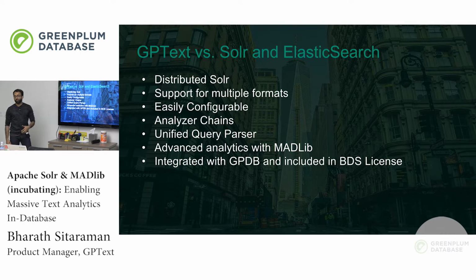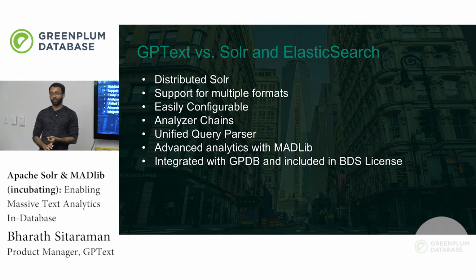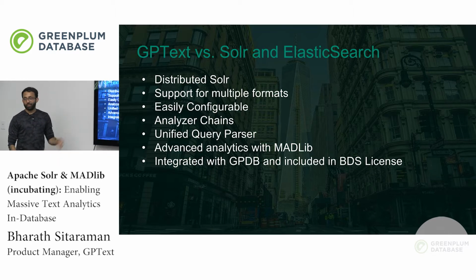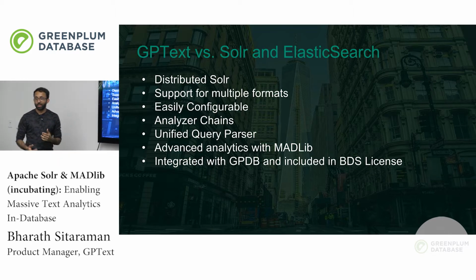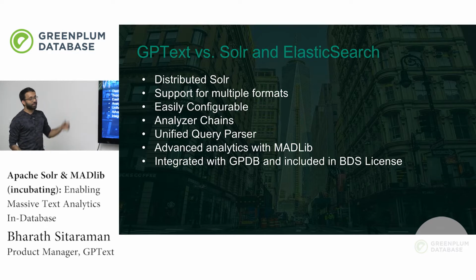We have support for multiple formats, in the same vein: CSV, XML, and JSON with the Greenplum 5 release coming out later this year. It's easily configurable, so you can just use a simple management utility to manage how you want your indexes to be stored, which analyzer chains you want to use, and what sort of configurability in terms of memory and resource usage you want. So you have a lot of leeway and ease of use in how you configure your system.